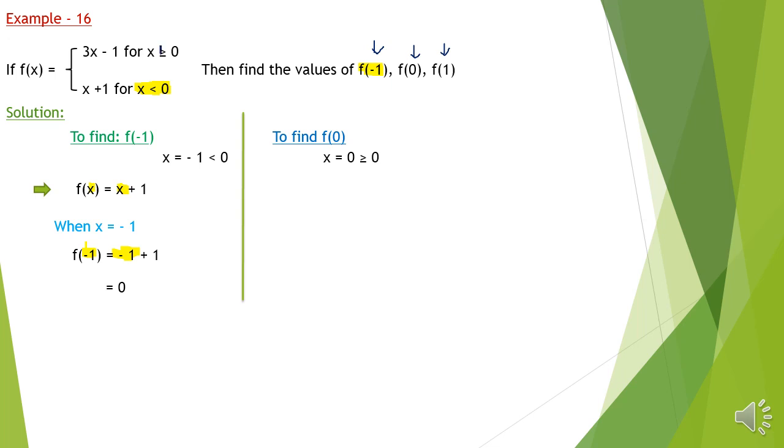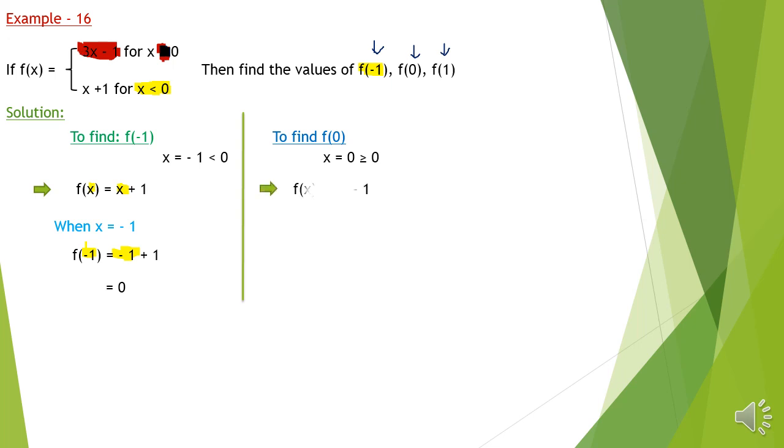Here is the equal to sign. Okay, let me change the color. Here x is equal to 0. So for our function, to find the value of f(0), we have to use this function. The function 3x minus 1 must be used.